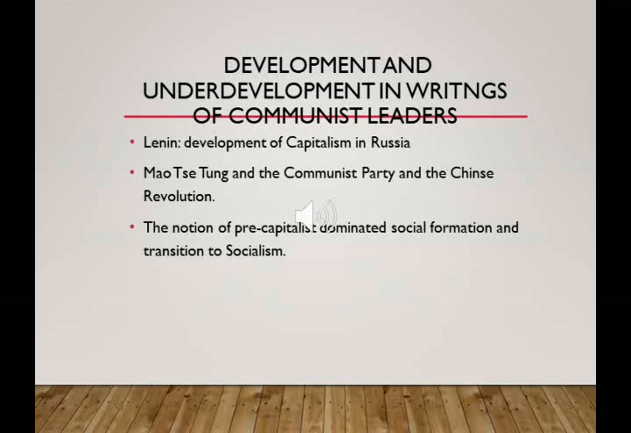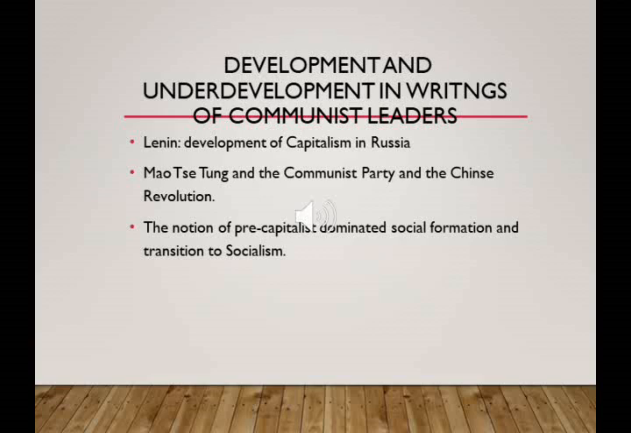Mao Zedong went even a bit further. He led a socialist revolution in China, which was mostly an agrarian society where capitalism was much less developed than in Russia. So these two communist leaders, very important ones: Lenin led the Bolshevik revolution and paved the way for the establishment of the first socialist country. And Mao Zedong led the socialist revolution and took socialism to Asia, to China, which was the largest country in terms of population.